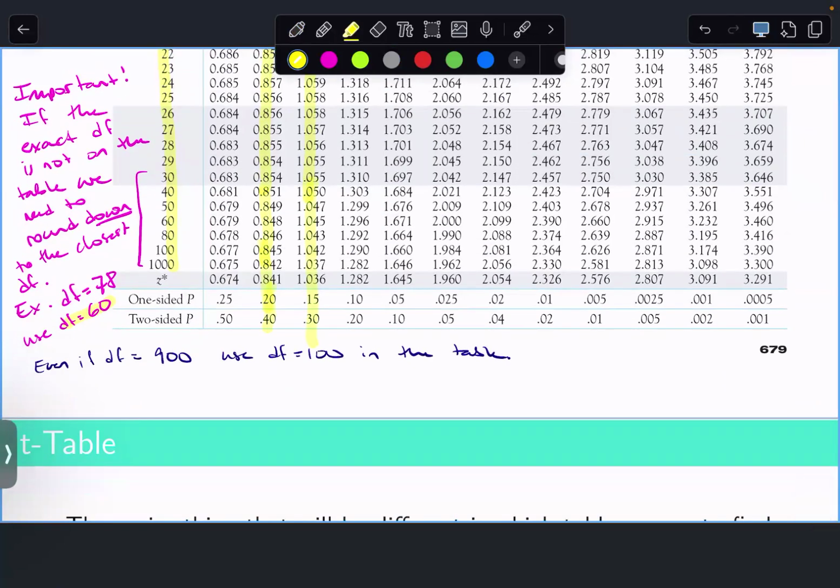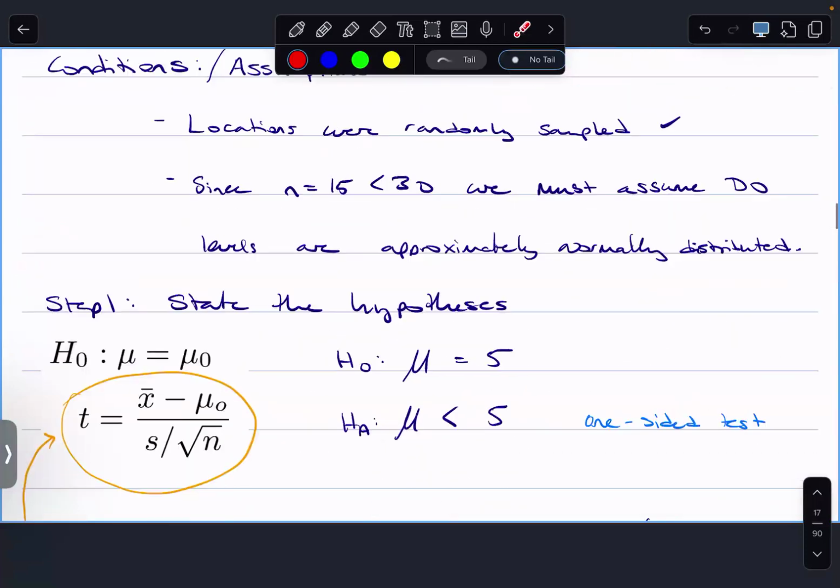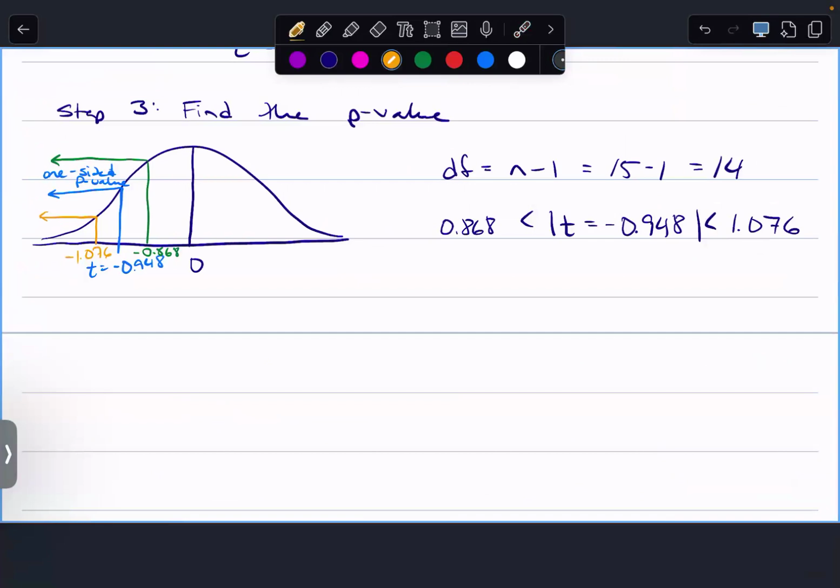And I find that this is when I need to decide, do I need a one-sided P or a two-sided P? We said we had a one-sided test because I'm only concerned with values less than 5, right? And so I have a one-sided P and it's somewhere between 0.15 and 0.2. So here, this was at 0.15 and this was at 0.20. So then the one-sided P is between 0.15 and 0.20. Nice.